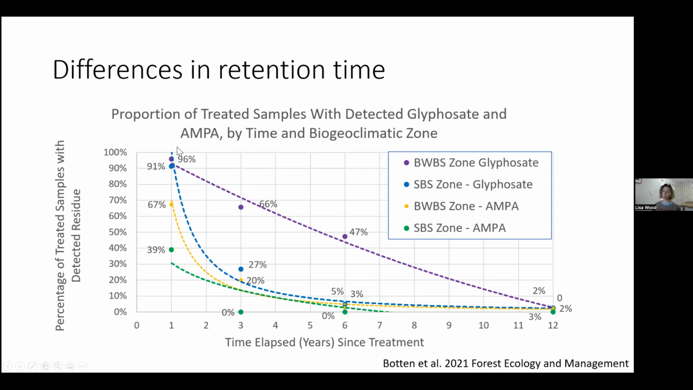In the SBS, or subboreal spruce zone, closer to Prince George, we see that there's this exponential decrease in the first 3 years. So by year 3, 27% of samples contain glyphosate, and then by year 6, only 5%. So it's this difference in trajectory that we're really curious about, the BWBS zone being much colder with longer winters than the SBS zone. So our first thought, of course, was: does temperature have an impact on how glyphosate degrades or persists in the environment?